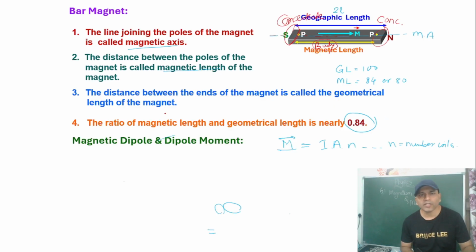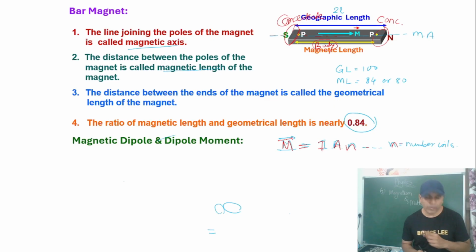We will see the magnetic dipole moment. As we saw in the last slide, the magnetic dipole moment is m bar. I will write it again. The magnetic dipole moment m bar is the product of current, area, and number of loops. N is the number of coils.